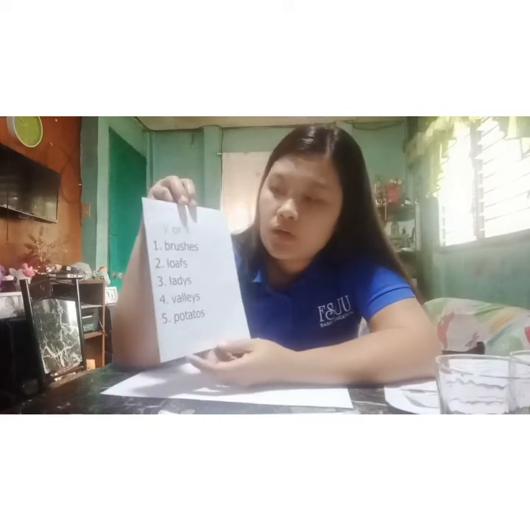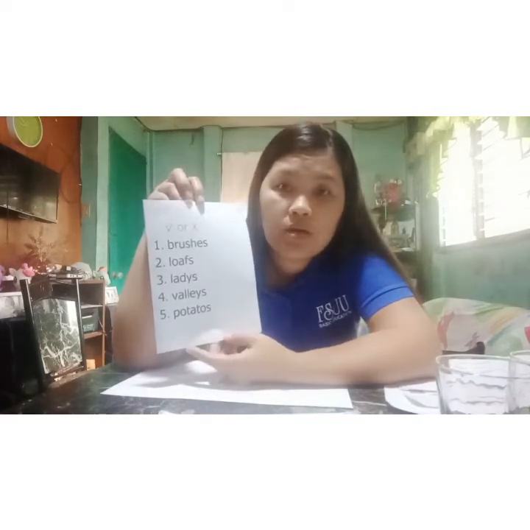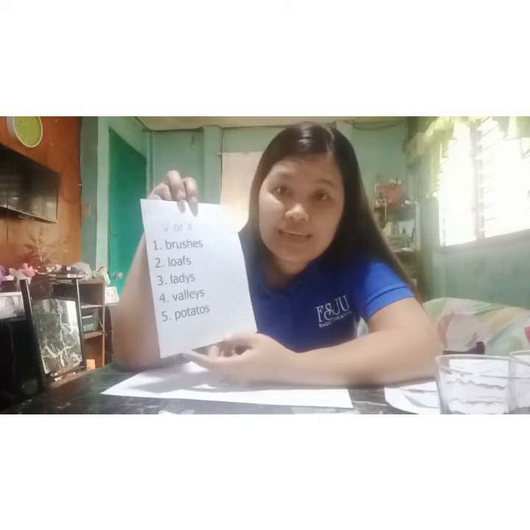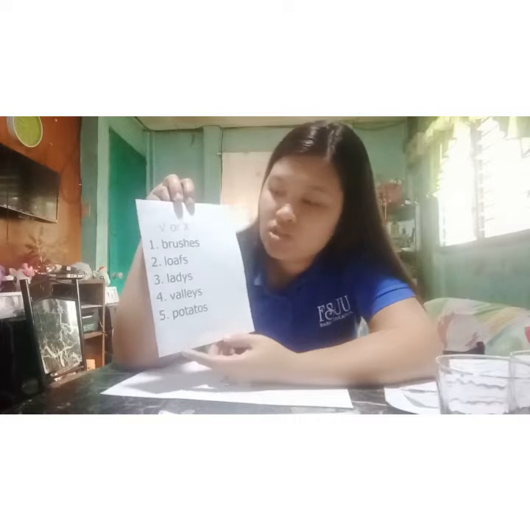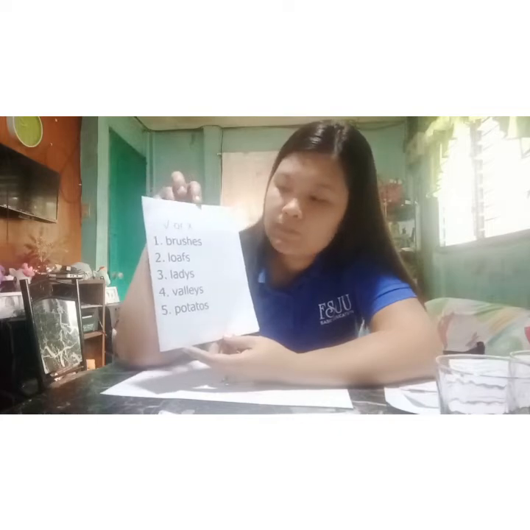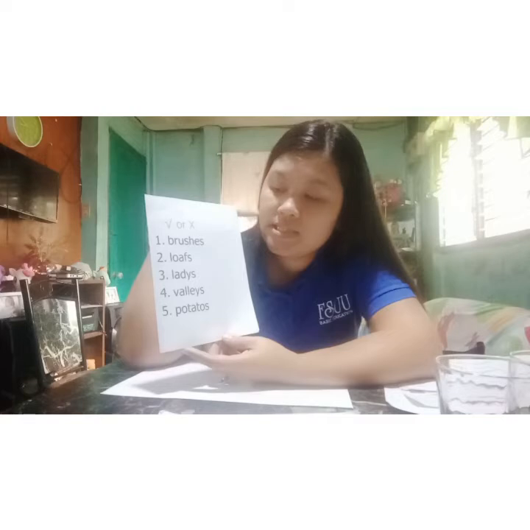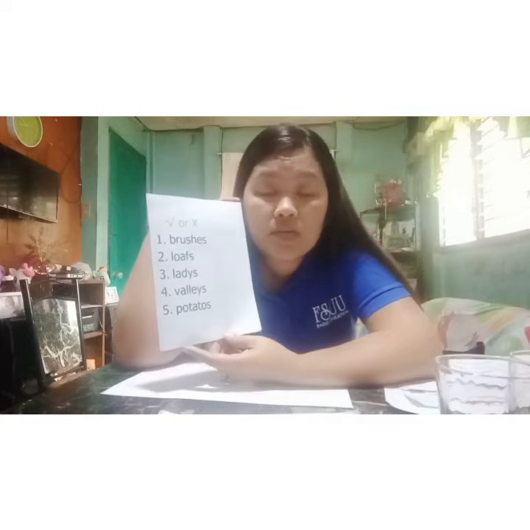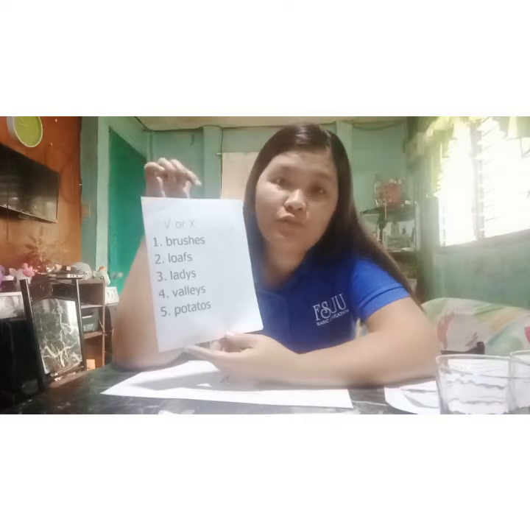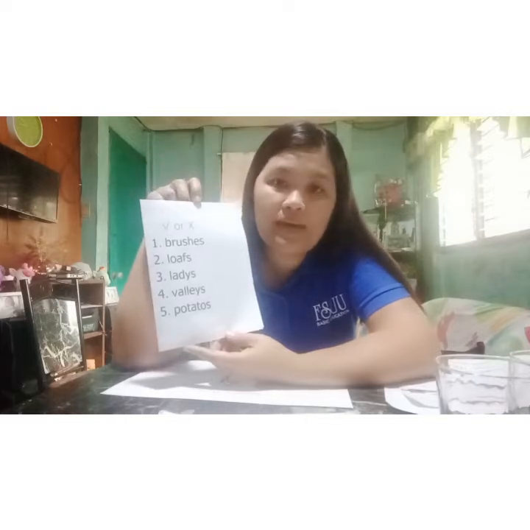Next, we have number 1, brushes. Brush. This is correct. We add ES because the word brush ends with SH. Okay, see? SH. So you need to add ES. Okay, number 2 is loaves. This is an X because the correct plural form is loaves. So you change F to V, then add ES.